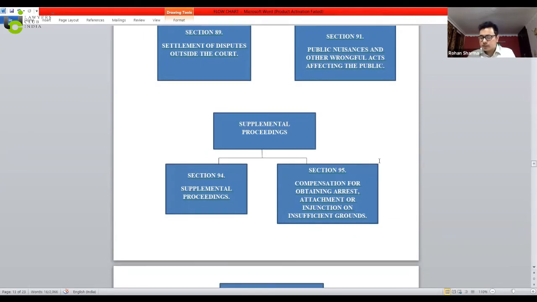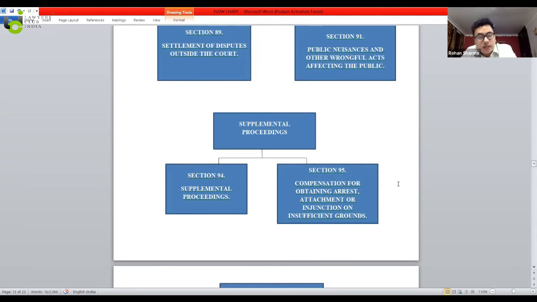Supplemental proceedings are basically also a category of special powers which the court has in case they feel that certain ends of justice are being defeated. Let's say there's a person who is not appearing despite repetitive summons, right? Let's say there's some willful disobedience.